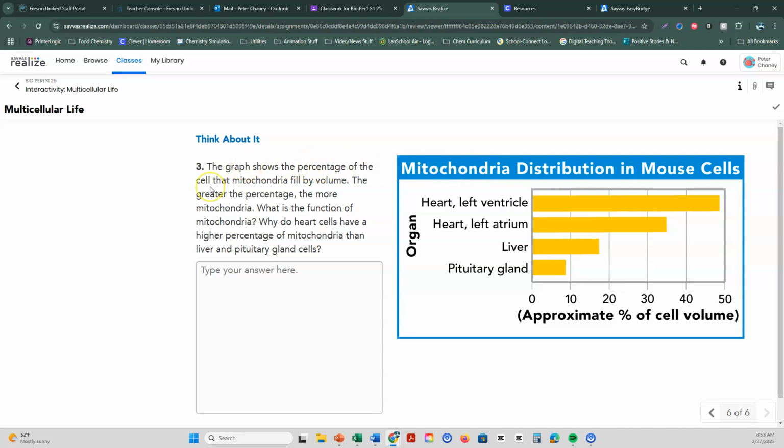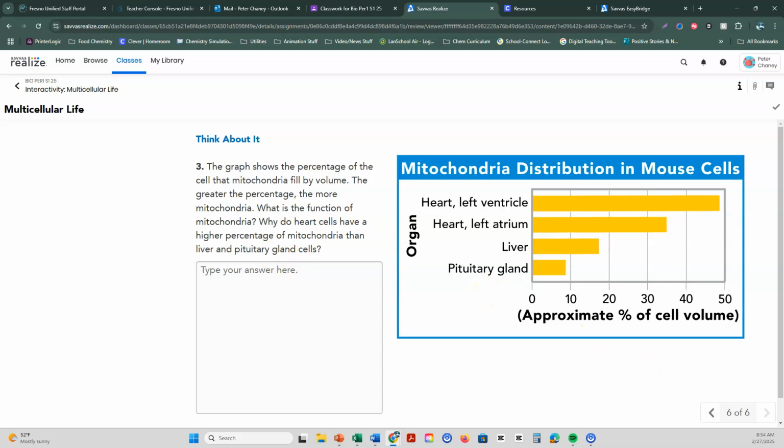The graph shows the percentage of the cell that mitochondria fill by volume. The greater the percentage, the more mitochondria. What is the function of mitochondria? We know that mitochondria are the powerhouse of the cell. That's where the energy comes from. So why do heart cells have a higher percentage of mitochondria than liver and pituitary gland cells? Just knowing what the heart does for the body: it pumps blood throughout the entire body. The left ventricle, left atrium, the heart muscles are one of the most powerful muscles in the human body. Why would they need more energy, with more mitochondria, as opposed to just the liver or pituitary gland?